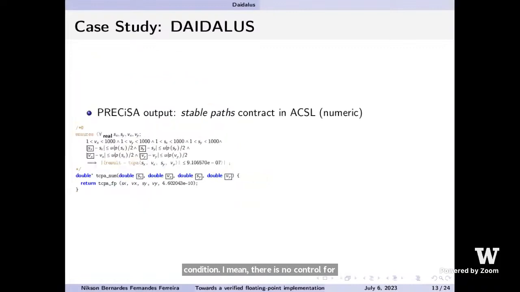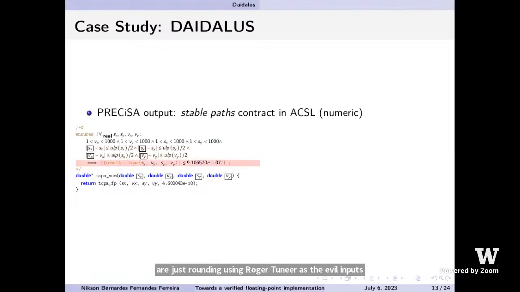The second function generated by PRECiSA is just calling the previous one, but with a concrete value for the symbolic error variable calculated by PRECiSA. And as contract we have here: if the input variables remain in the input range, and the input variables are just the ideal inputs rounded to nearest, then the implementation round-off error is at most this value calculated by PRECiSA.